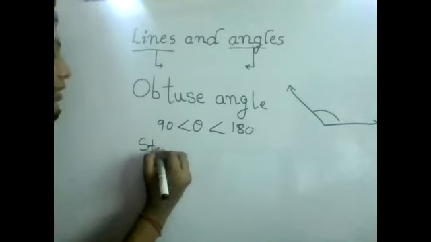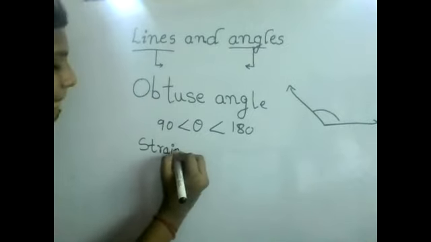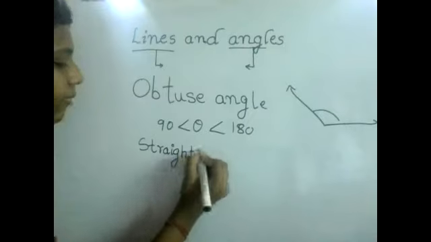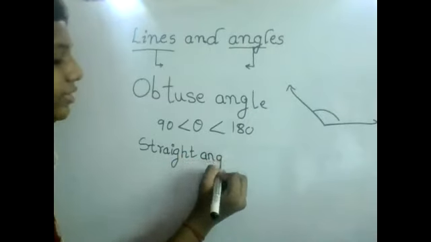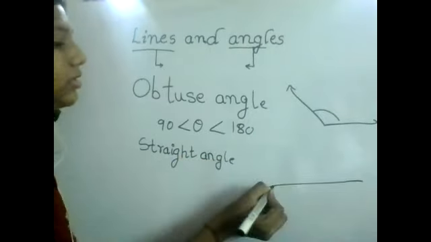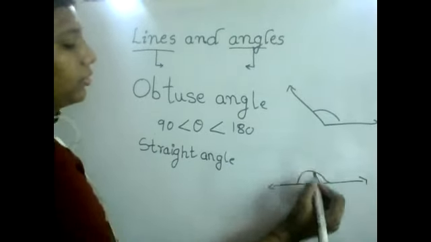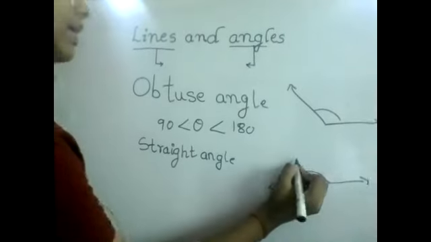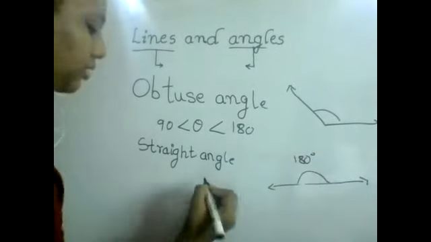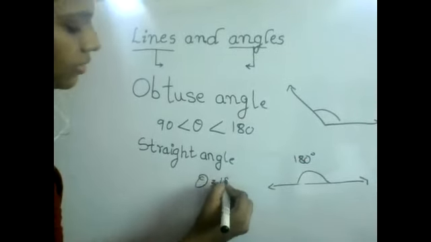And the next one is the straight angle. So, what is the meaning of a straight angle? A straight angle means the rays form an angle of 180 degrees. So theta we can say is 180 degrees.